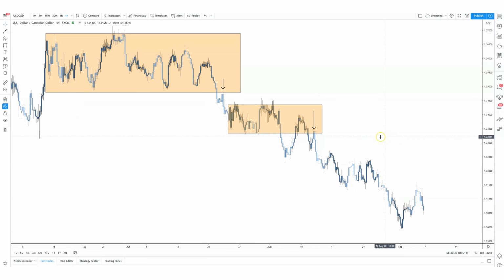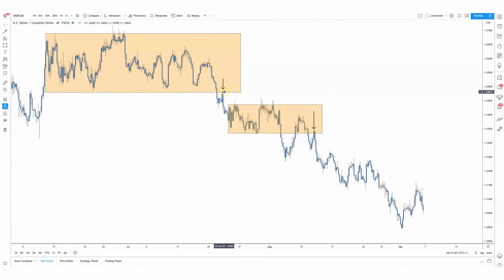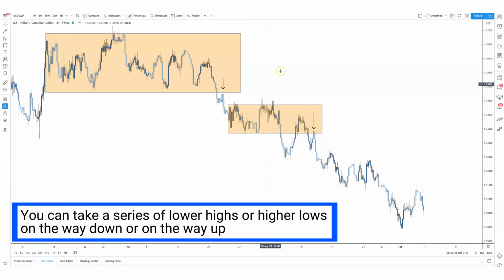How could you trade these? Again, limit orders, sell stops, buy stops, or instant executions with pin bars, engulfing candles, or whatever you prefer to do. Now, just because we're looking for this retest, it doesn't necessarily mean that you have to wait for the retest. You can take a series of lower highs or higher lows on the way down or on the way up. It really depends, but if you're a trend trader, that's in theory what you should be doing.